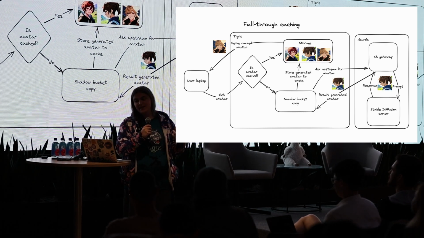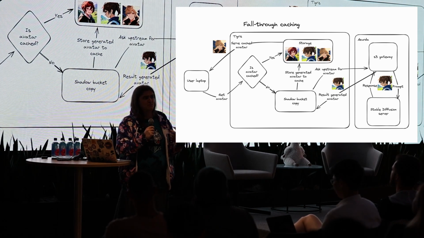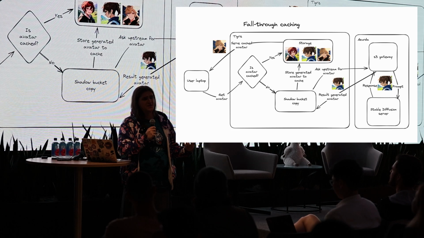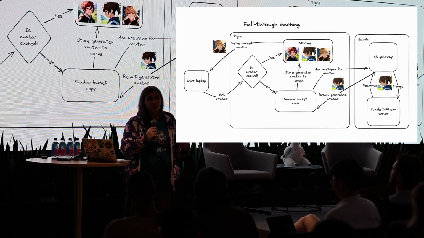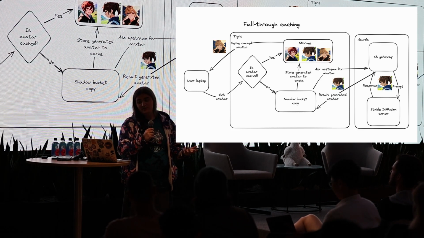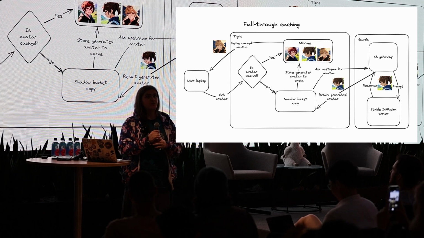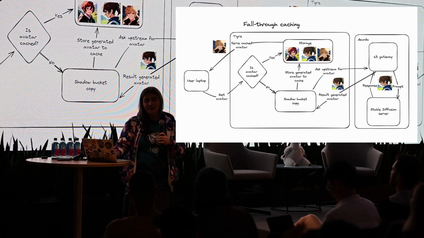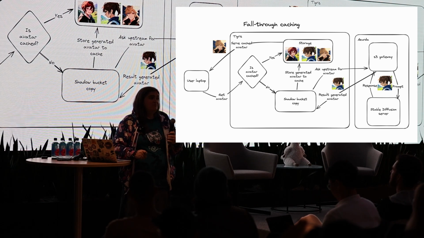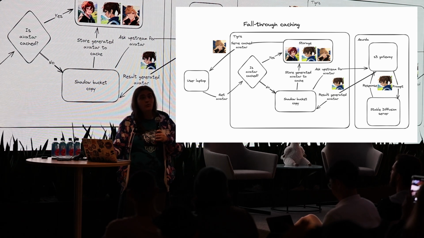The general idea of fall-through caching is really simple, like this little flowchart. We use the bucket as a cache because these are expensive to generate, and there's a potentially infinite number of inputs in Stable Diffusion. If the object already exists in the cache, then we can just serve it directly. But if not, then you can generate it and return it so that Tigris caches it forever. Asterisk.